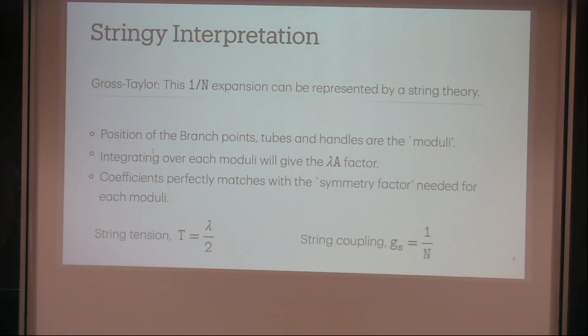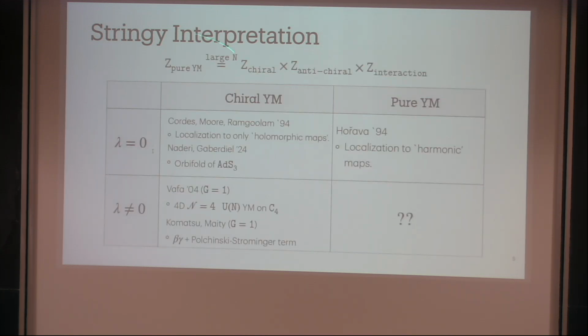So the claim is that this 1/N expansion result should be represented by a string theory, and the positions of these branch points, tubes and handles are the moduli of this world sheet mapping, and integrating over each modulus will give you a lambda factor. Lambda will come from the coupling constant, and the coefficient perfectly matches the symmetry factors of each modulus. Now in the string theory, the string tension would be lambda by 2, lambda is the 't Hooft coupling, and g_s is 1/N.